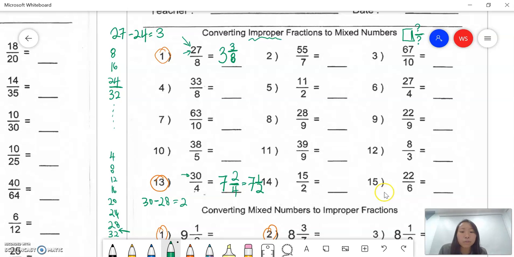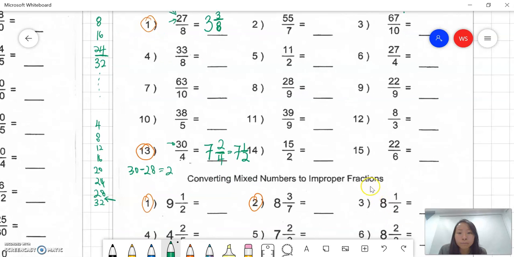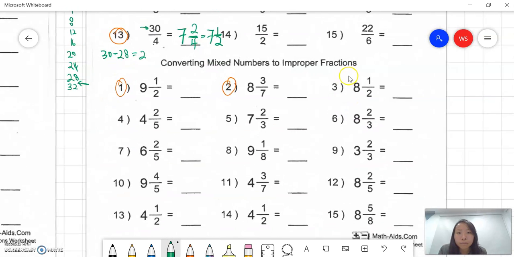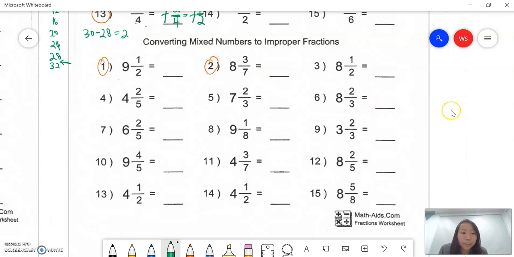Finally, we'll move on to converting mixed numbers to improper fractions. All right, we've reached the last segment of this exercise here. So converting mixed numbers to improper fractions. This is just basically the reverse method of what we have carried out above as we begin to convert improper to mixed, right? So now it's mixed back to improper.